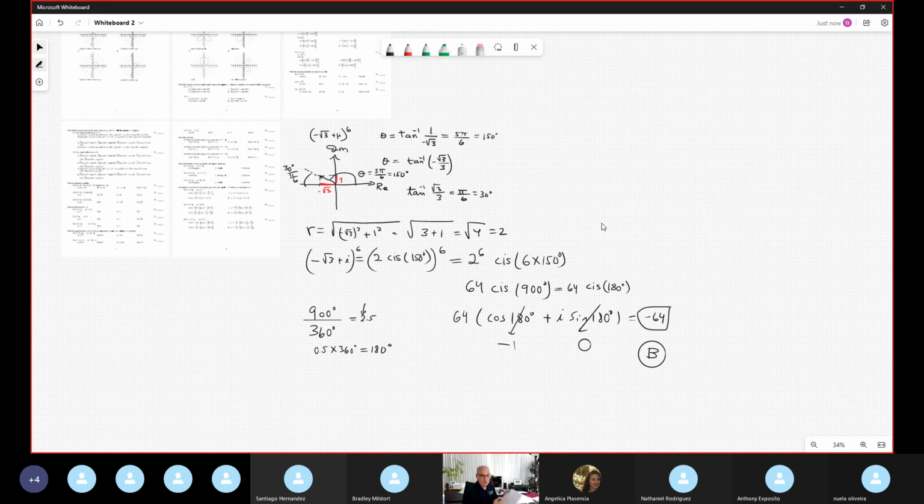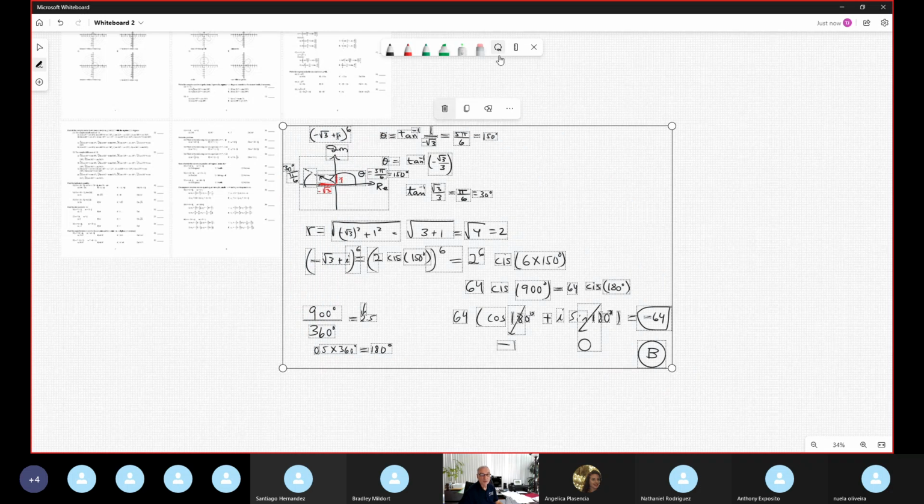Okay, let's go to the complicated part. The complicated part is the radical, because in radicals, remember, we have multiple solutions. So when you compute, for example, the fourth root of a number, we have four solutions. Okay?